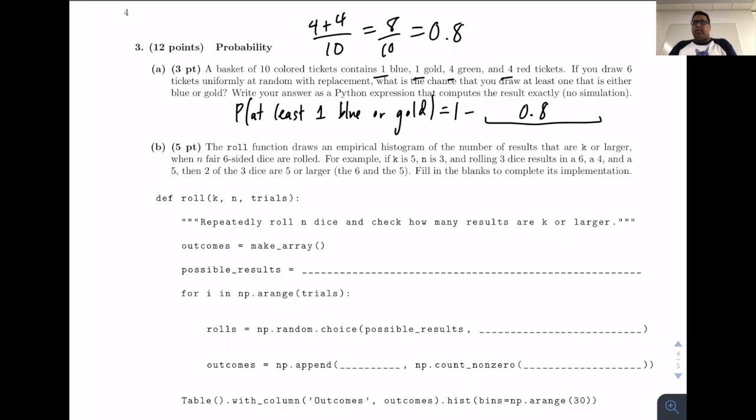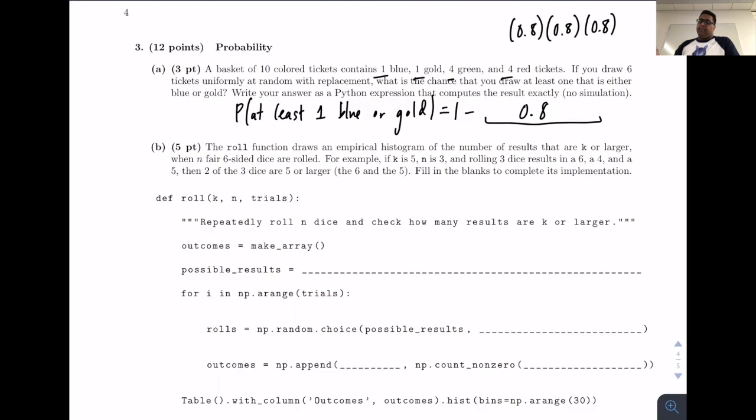But we're not just drawing one card in this case. We're actually drawing 6, right? So we have to consider that there's a 0.8 chance that the first one is not blue or gold. And for the second card, there's also a 0.8 chance that it's not blue or gold. And for the third card, there's also a 0.8 chance that it's not blue or gold. And since these events are conditional, because we're multiplying the probability of the second one not being blue or gold, given that we already know the first one is not blue or gold, here the probability doesn't change because they're independent. But this is still a multiplication rule question.